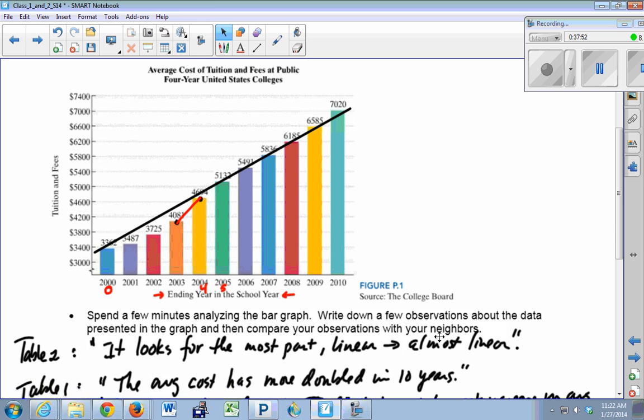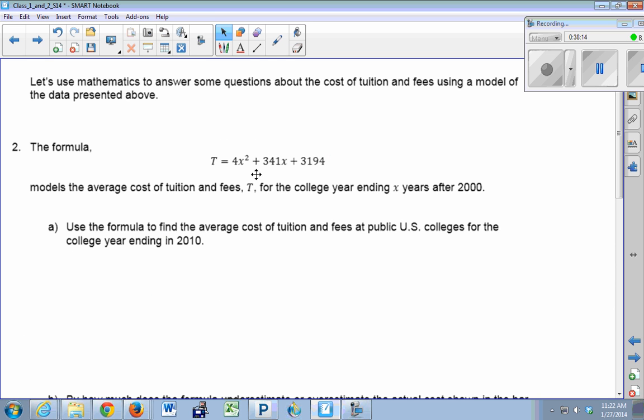Well, believe it or not, the model that best fits this data is a parabola. And every time I try to draw it with this free crayon here, I mess up. But if you can imagine half of a parabola going through that data, that's what this model is right here. So this model, you notice, is an equation. It's predicting the average cost of tuition and fees. That's what T is. That's your dependent variable.